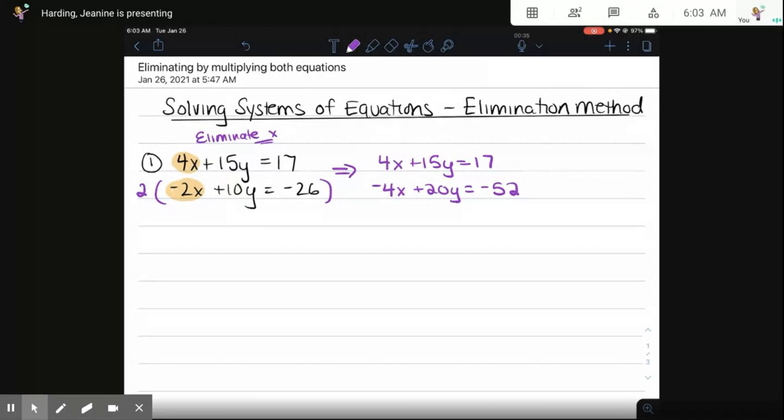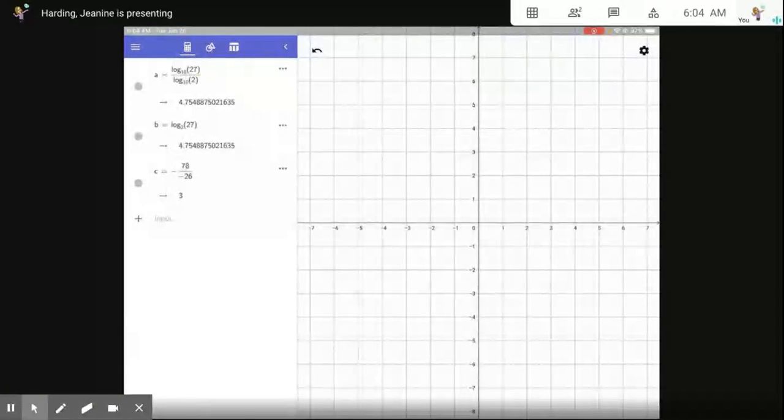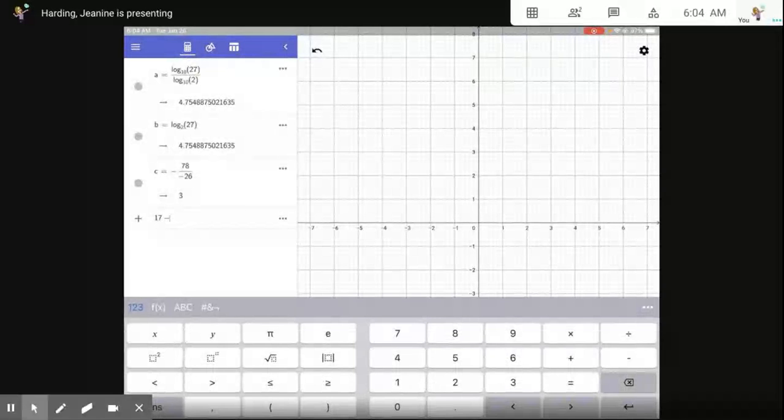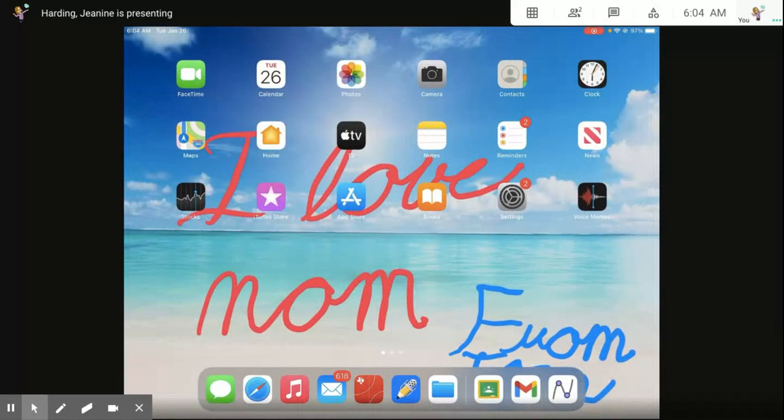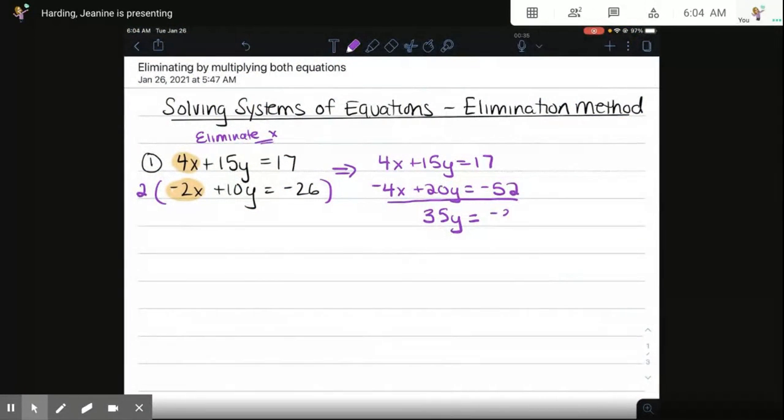Okay, now I add my equations together, and I get 35y equals, if you need the calculator to do this, that's fine. I have to do 17 plus a negative 52, and that's negative 35. Divide both sides by 35, and you get y equals negative 1. Okay, once we have the solve for one of the variables, we plug into either of the original equations to figure out, in this case, what x is. So I'm going to use the top equation because it has less negatives.